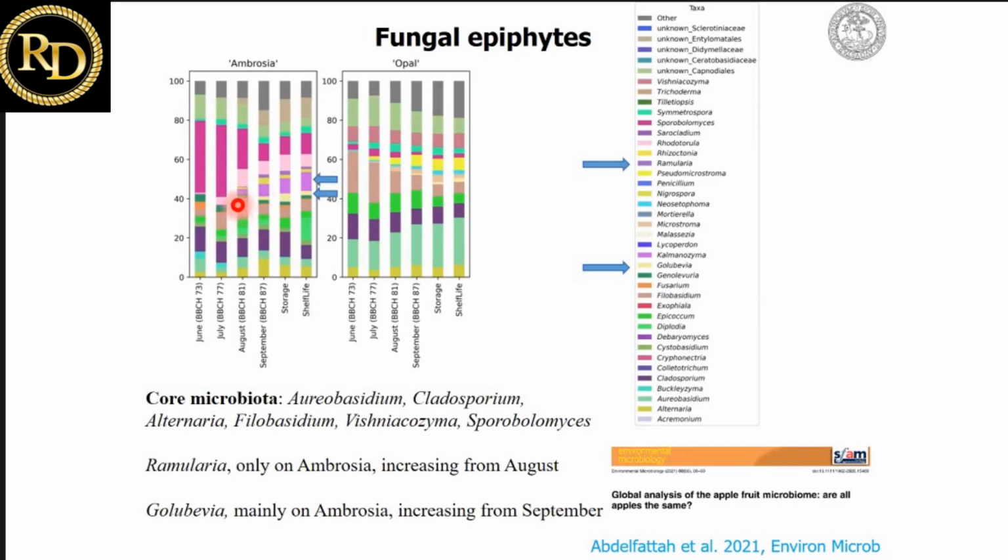Ramularia was occurring as an epiphyte, so on the surface, on the skin of the fruit, starting from August, then September, storage and shelf life. Looking at Golubevia, also Golubevia was occurring from September and then during storage. So it was on the susceptible variety. But our question was where it is coming from, and the answer came from the study of the endophytes.